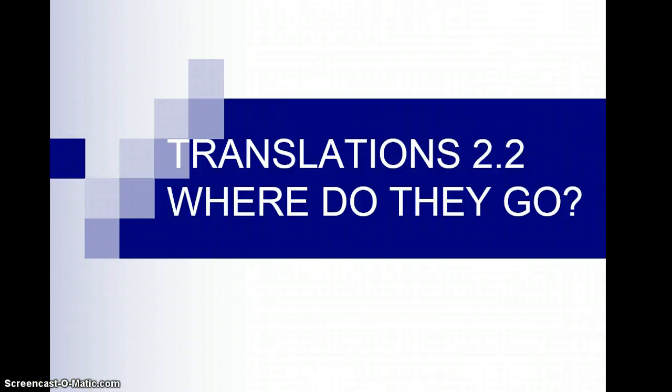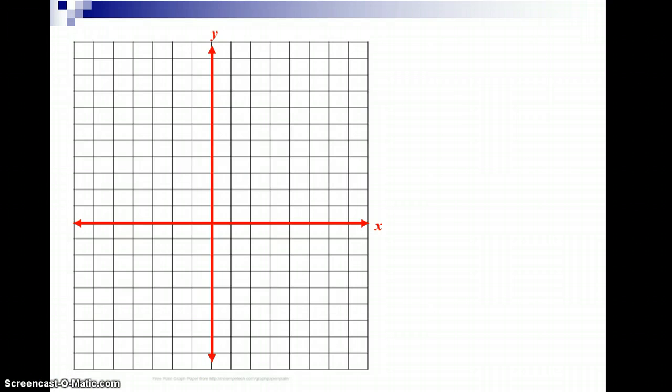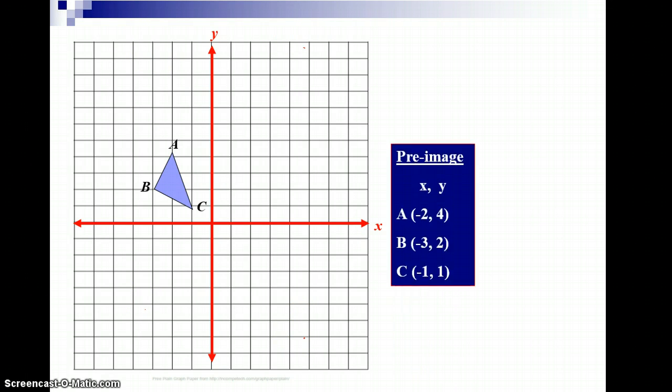Translations 2.2, where do they go? Here we have a coordinate grid with all four quadrants. Quadrant 1, 2, 3, and 4. Here we have an image, our pre-image. Its coordinates: (-2, 4), (-3, 2), (-1, 1).